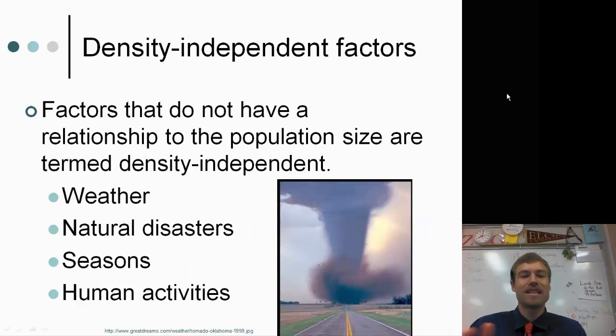Okay, and then we've got our density independent factors. These things do not have a relationship to population size, but still can affect the growth of a population. Okay, the weather, right? It doesn't matter how many individuals there are. The weather is going to happen how it's going to happen. Same thing with natural disasters, right? Seasons, okay? And then human activities, right? We don't care how many deer there are in a particular area or how much of an endangered species there is or whatnot. Our activities just happen on their own, and they're going to affect the populations regardless of how many there actually are.